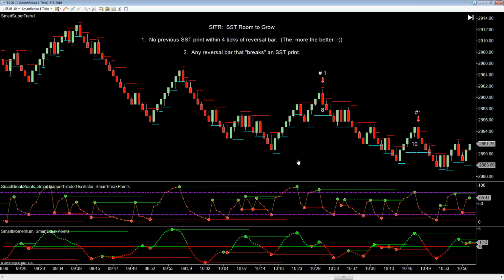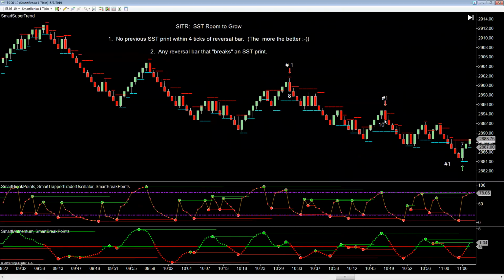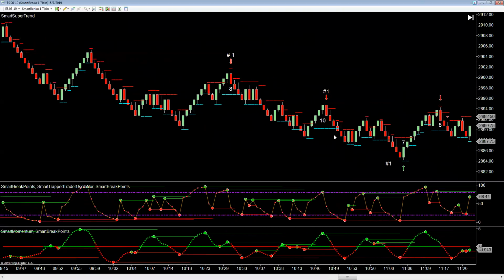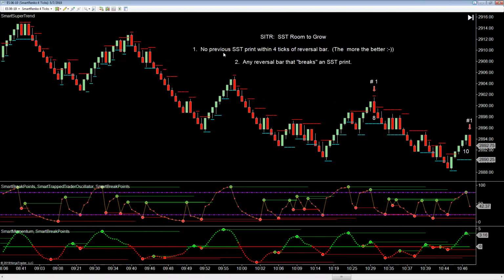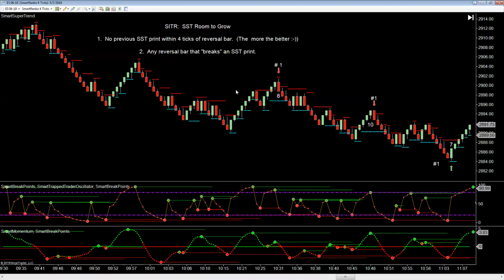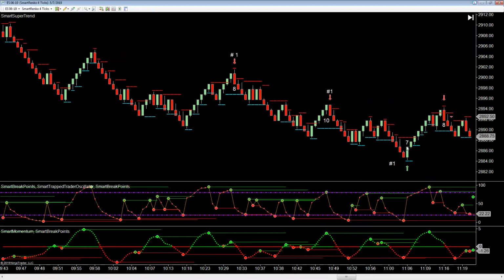That's it. I'm not going to teach you how to trade this. This one's 10. That's pretty good. Boom. Okay. I said number 1 on all of these. That's the first rule. No previous SST print. The second entry is a reversal bar that breaks an SST print. So let's look at this.